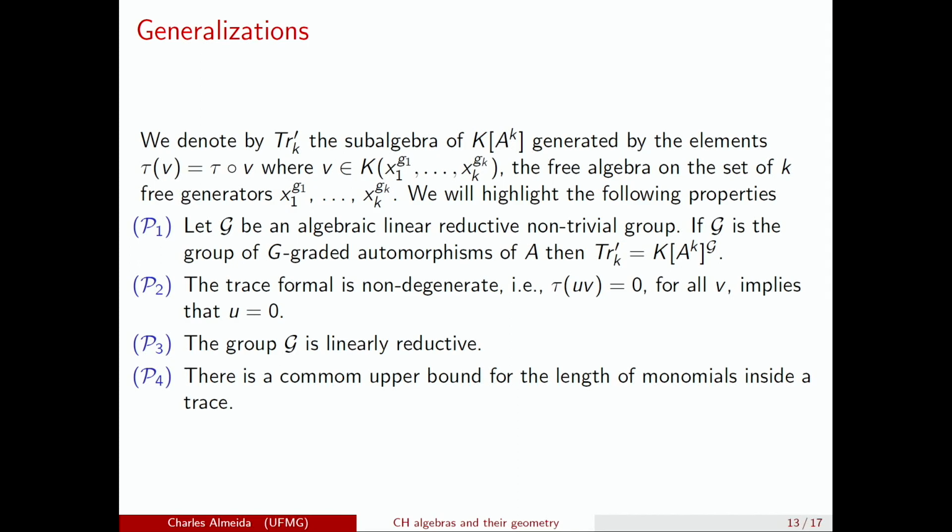I will need my algebra to satisfy these properties. So I need the elements generated by the trace of my algebra to coincide with the ring of invariants of that group that I fixed before. I would like the trace that I consider to be non-degenerate. So whenever I have the trace given 0 for all elements, I would like my u to be 0. I would like my group to be linearly reductive. And I would like to have a common upper bound for the length of monomials inside the trace. So all these conditions are technical conditions that we can prove actually happen in good algebras appearing in nature.